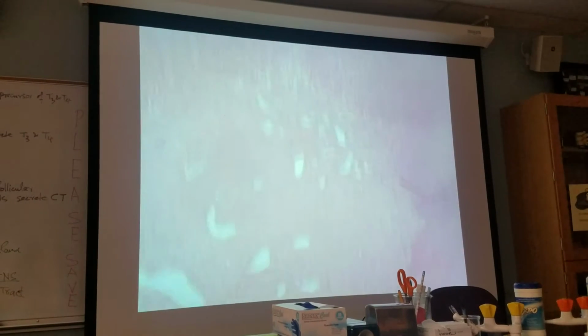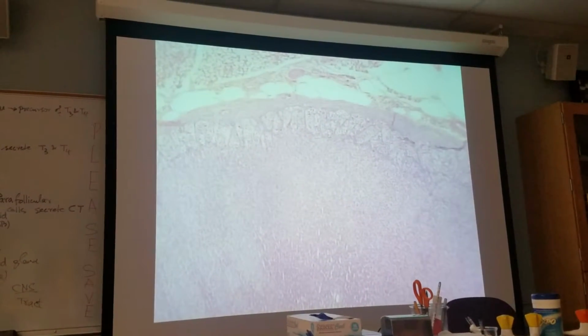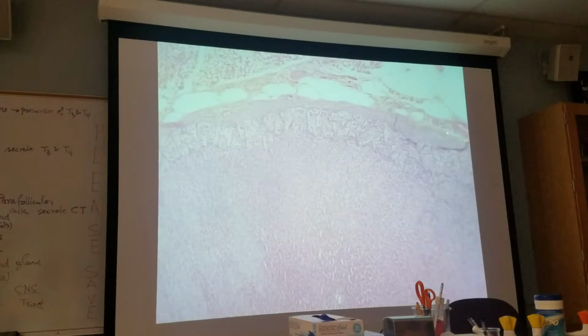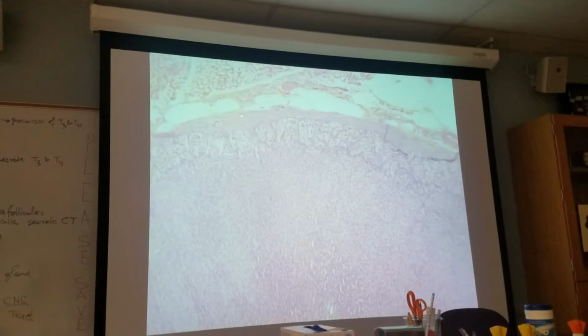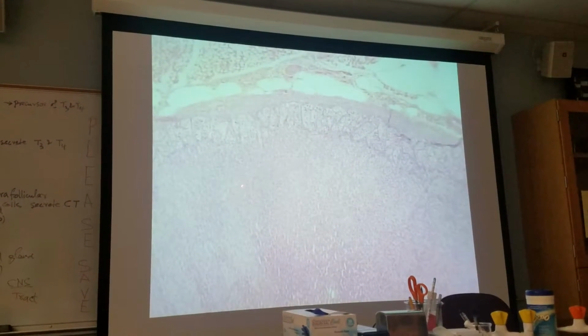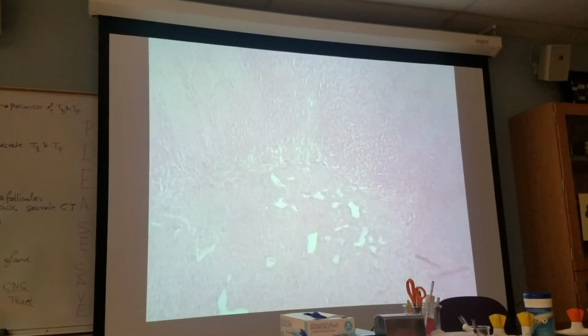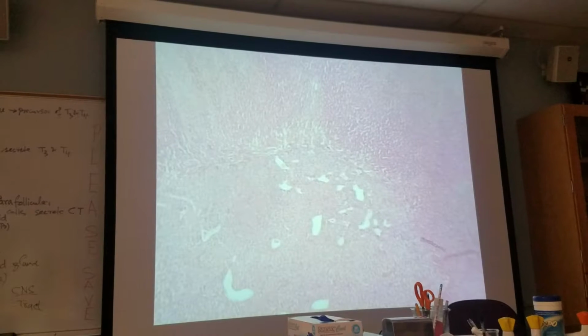The adrenal gland is protected, covered by a capsule. Look here, made of connective tissue. The adrenal cortex constitutes about 80%. The adrenal medulla constitutes about 20% of the gland.